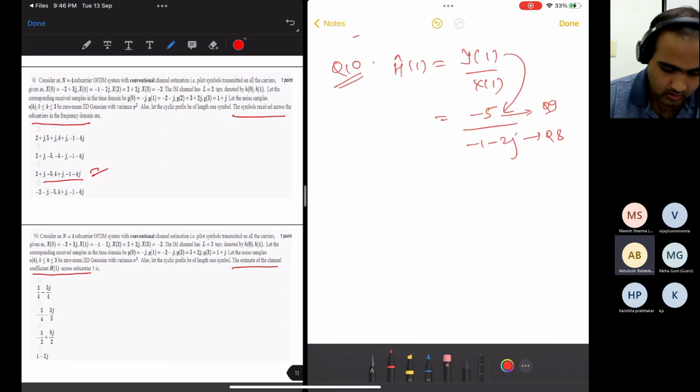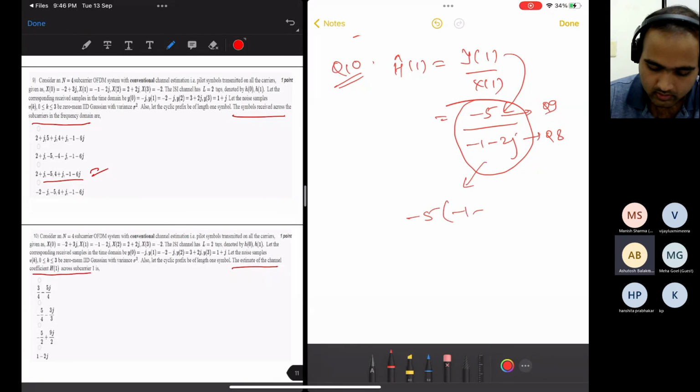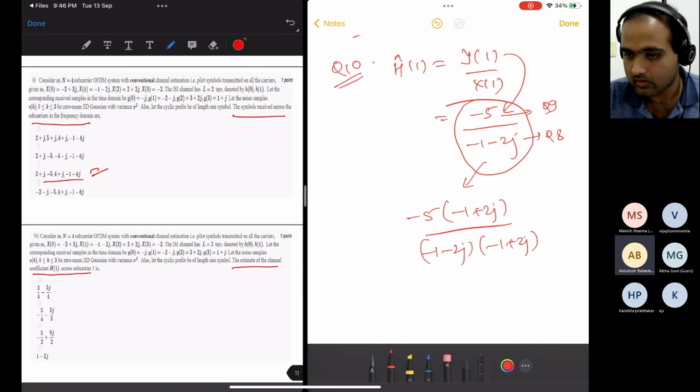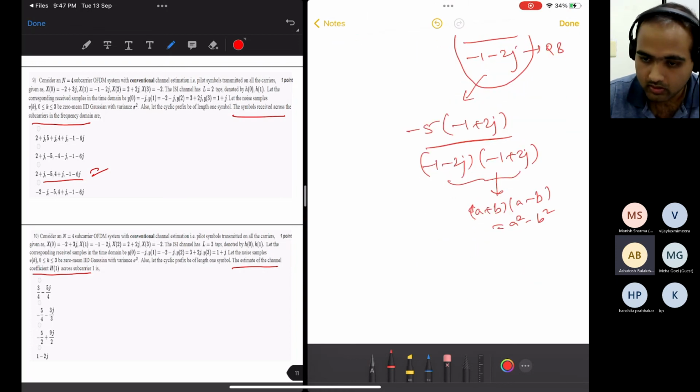And how will you solve this, right? You need to factorize it. I hope you know how to factorize it, right? So minus 5 over minus 1 minus 2j, you will multiply and divide by minus 1 plus 2j, and then this will be of the form a plus b, a minus b, which is a square minus b square. And you will be solving it, and you will be getting 1 minus 2j.